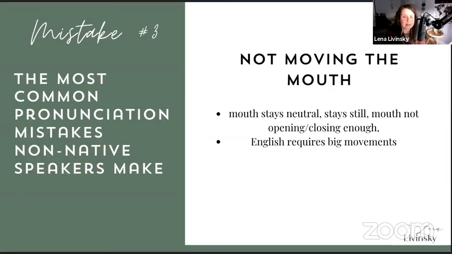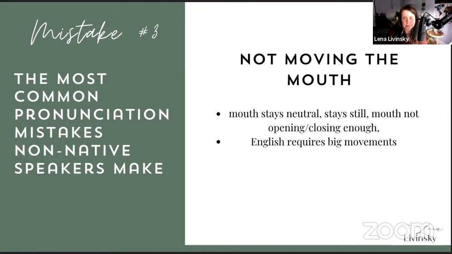Now let's get into mistake number 3. Mistake number 3 is not moving the mouth. English requires big movements because of the way that the vowels are pronounced. There are 21 vowels in American English, and in order to distinguish a lot of them, our mouth needs to move a lot. For non-native speakers, the mistake that I see a lot is the mouth stays neutral.